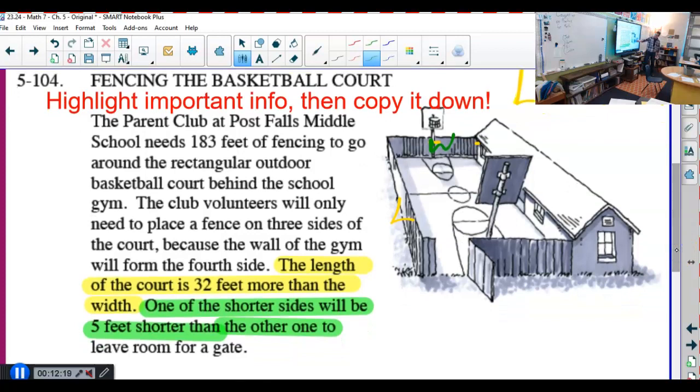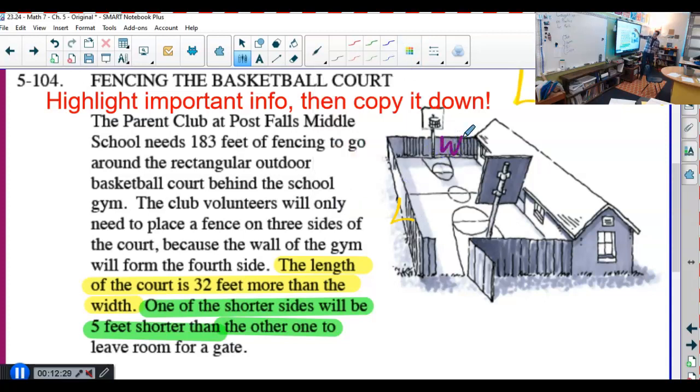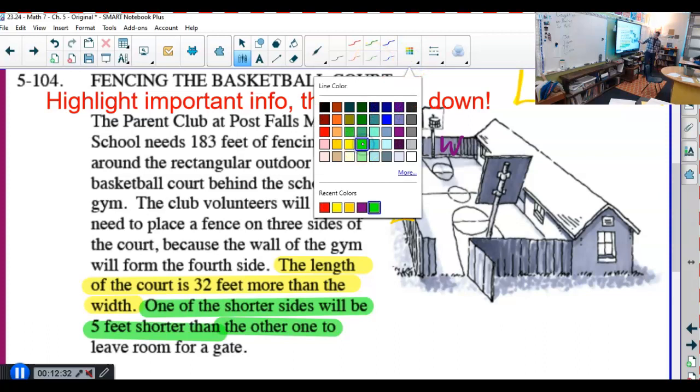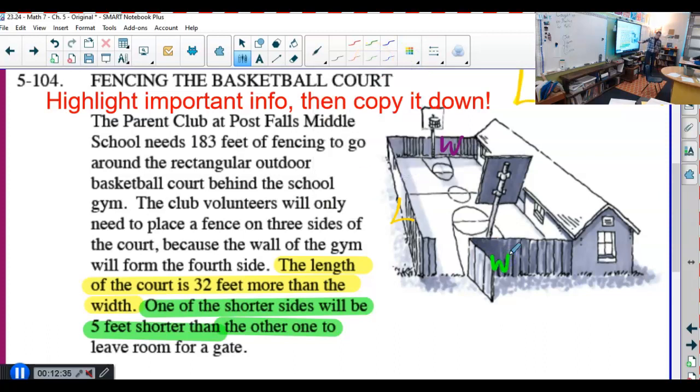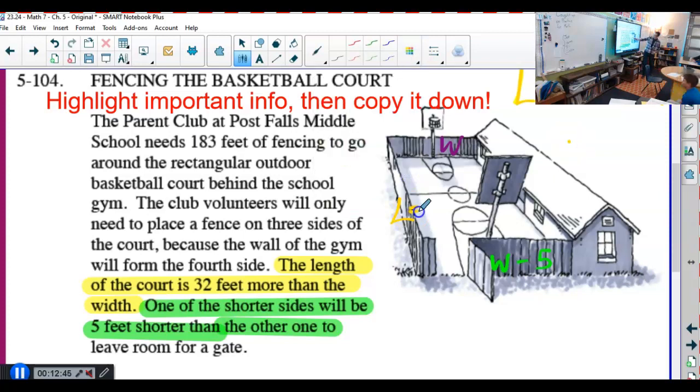Oh, so then this side, right here, which actually I might change from green because I used green for that. I'll make this purple up here. So this is our full width, and then this is the width minus 5. And we know the length is actually W plus 32. Okay. We got a lot going on so far.